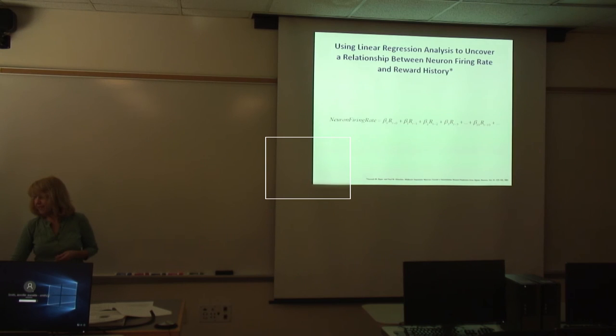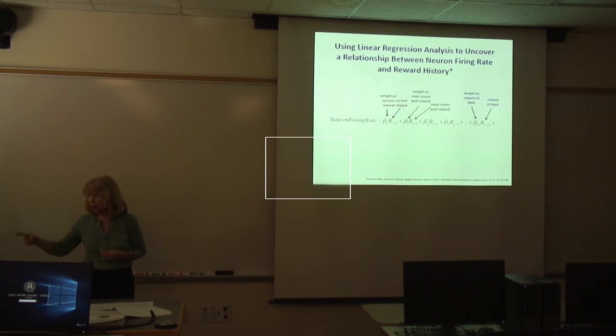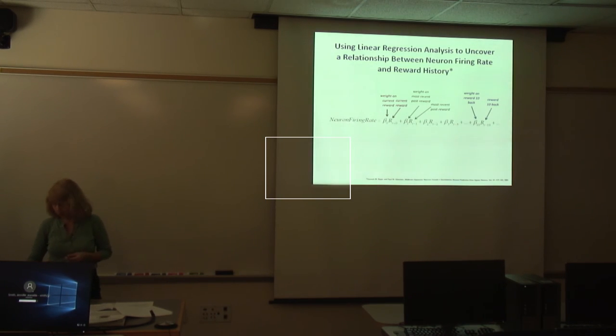The neuron firing rate is equal to the weight on the current reward times the current reward amount in some units, for example, milliliters of water or milliliters of orange juice, then plus the weight on the most recent past reward times that reward. So that's the time before the last one. And all the way up to the reward, say 10 back, and that reward. Does your brain keep track of all of those rewards? And if it does, does it weight those rewards to figure out how the neurons fire? Do your neurons fire in proportion to something in this equation that gives us some degree of neuron firing?